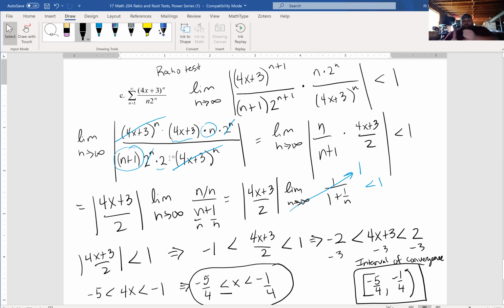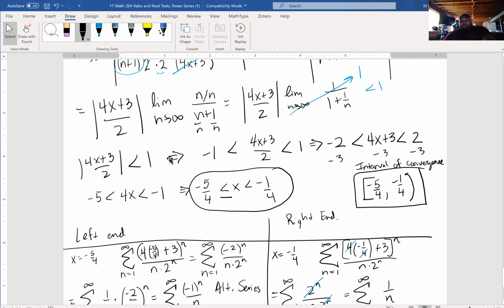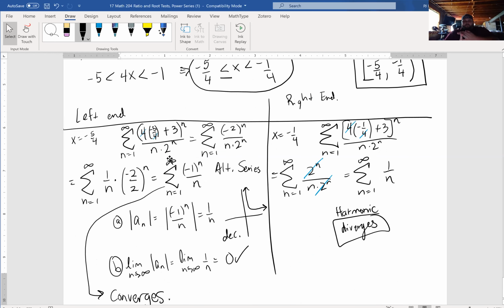So again, we started with the ratio test. We simplified. We got our inequality. Solve the inequality. Once we have those endpoints, plug them back into the original. Look at the series that you get out of that and determine how to test it. So the one on the left here was an alternating, so we used the alternating series test. The one on the right was the harmonic. The left converged, the right diverged. Therefore, we included the left point and excluded the right point.